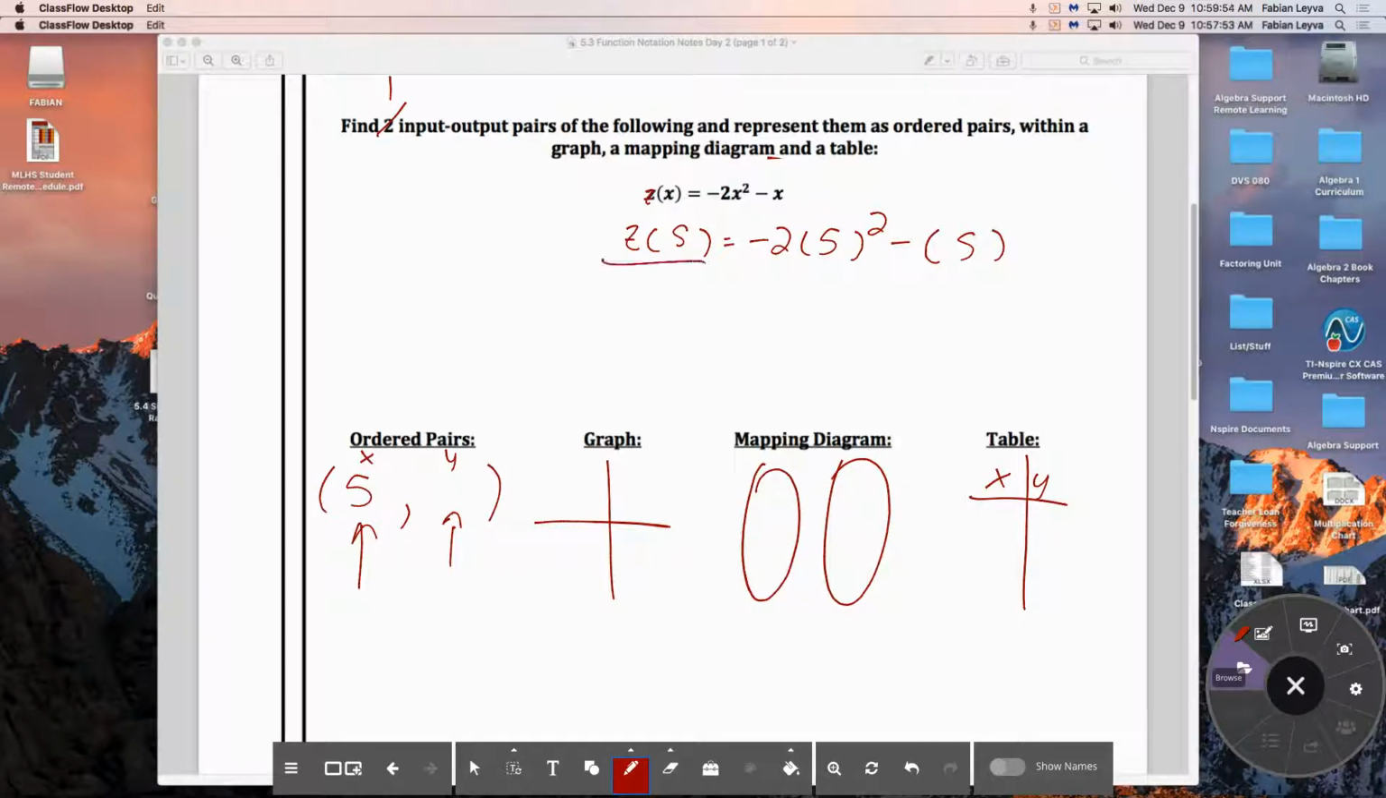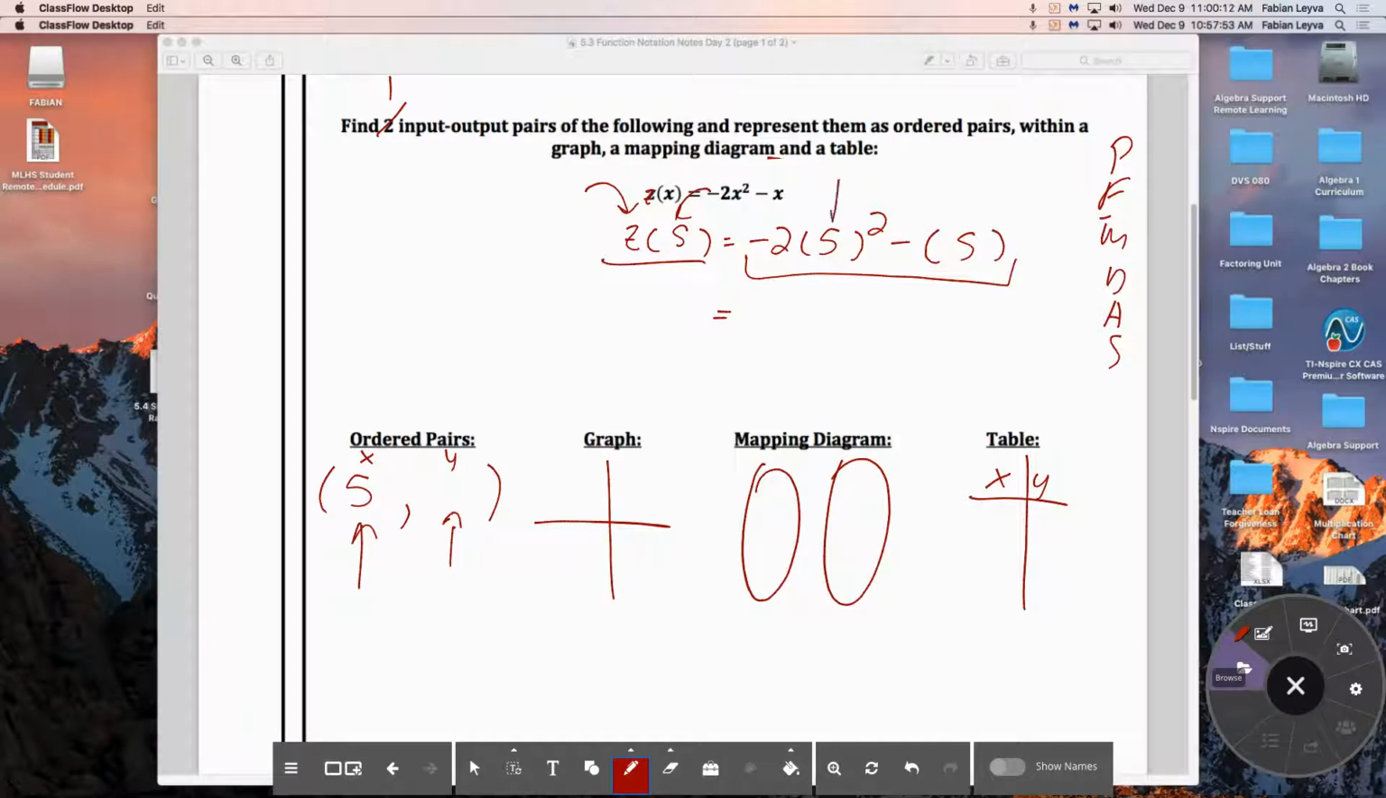Now, I am looking for z of 5. I'm looking for my function when my input is 5. It is equal to all that stuff. So now it's your job to find what all that stuff is. PEMDAS is always going to be your best friend, especially in this activity. So let's go ahead and make sure we write it down to memorize what it is.